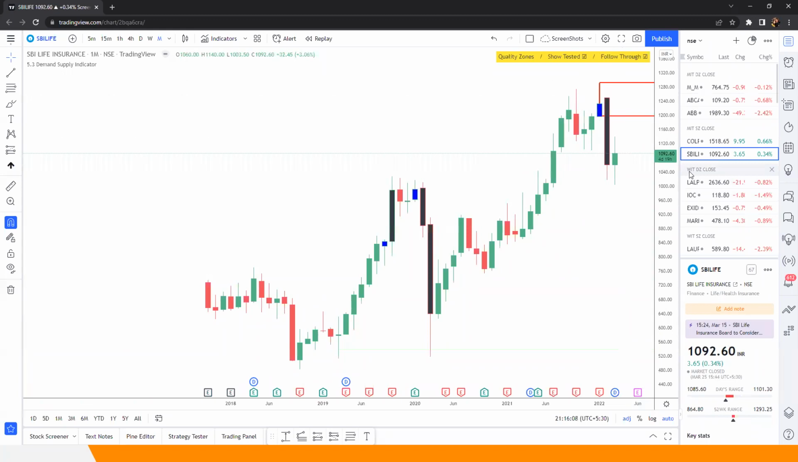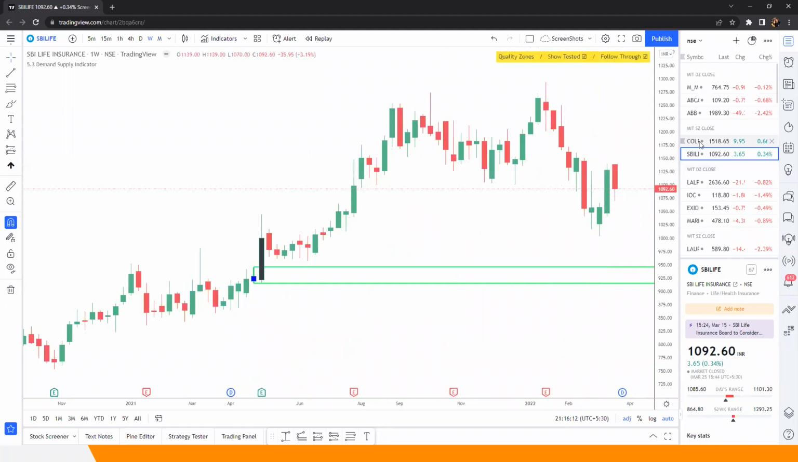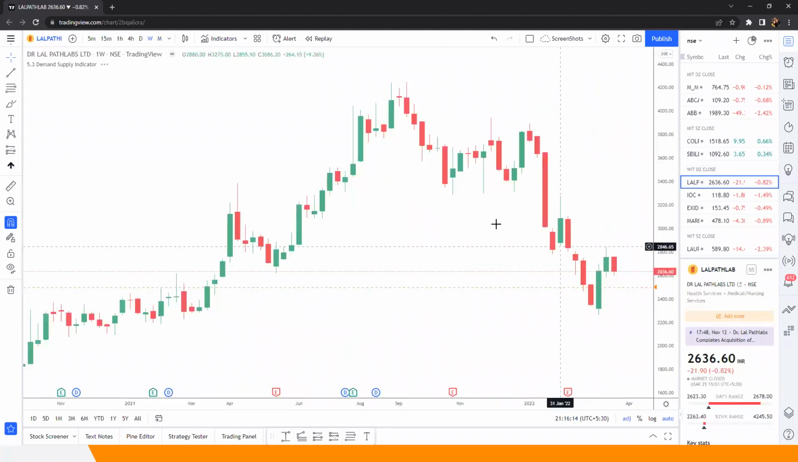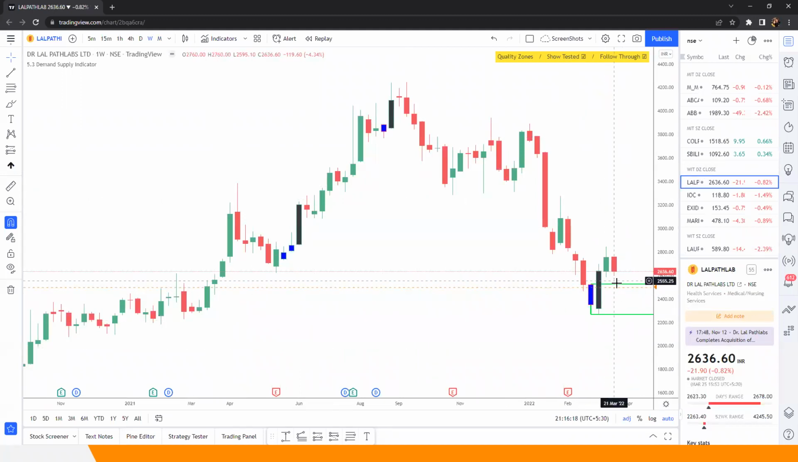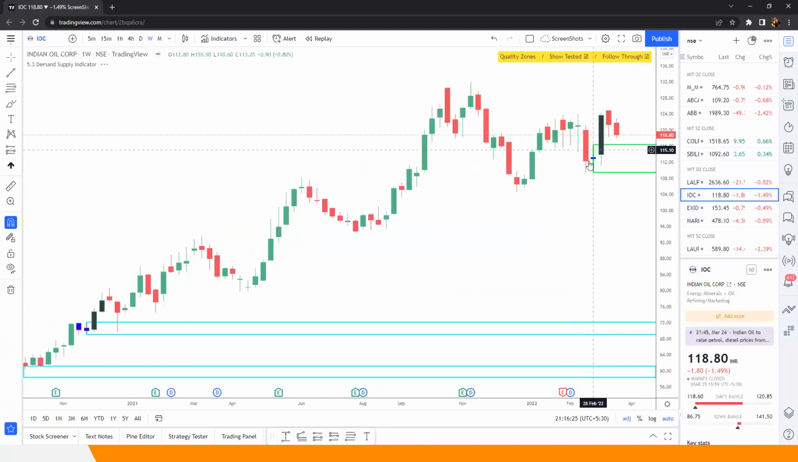Next is WIT. WIT means the weekly time frame. So if I go to the weekly time frame, you will see on this one, Lal Path Labs, we will be getting close to the demand zone. Can you see this week we were getting close to this demand zone, and that is why we have it in the list. IOC will be getting close to the weekly demand zone.